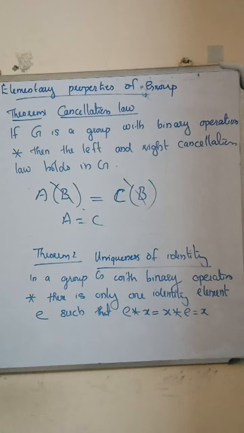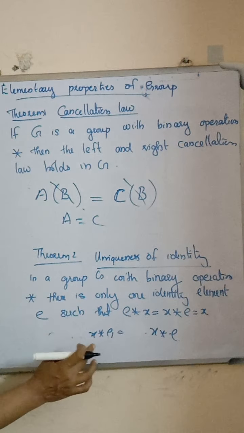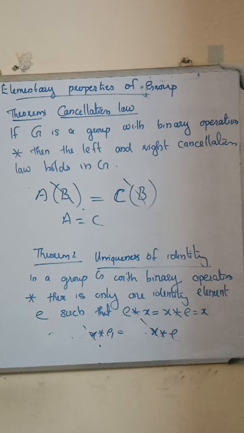Also, X is equal to X star E because E is also an identity element. So, X star E is equal to X and X star E1 is equal to X. So from this we get X star E1 is equal to X star E. Cancel out X from the left, we get E1 equal to E. Identity elements are equal. So, a group has only one identity element, a unique identity element.